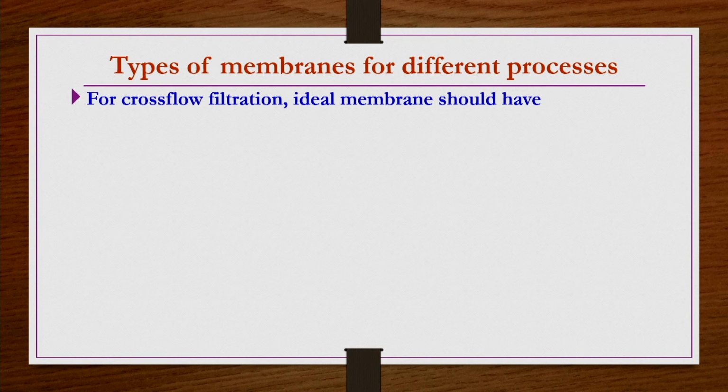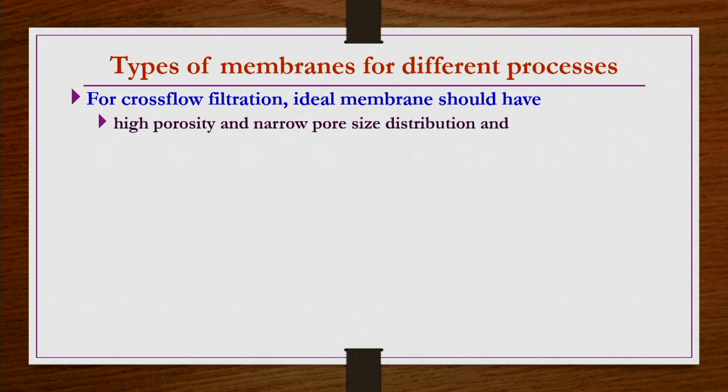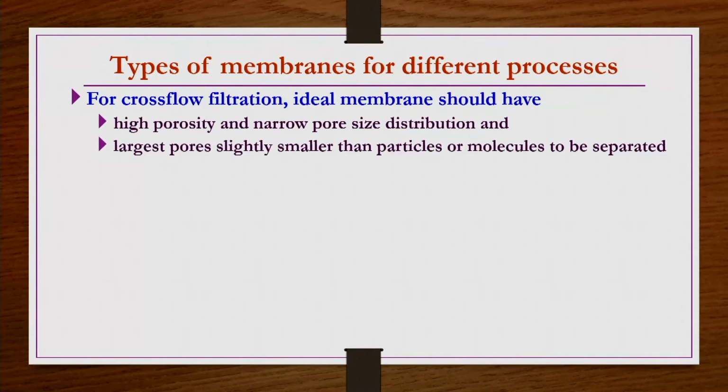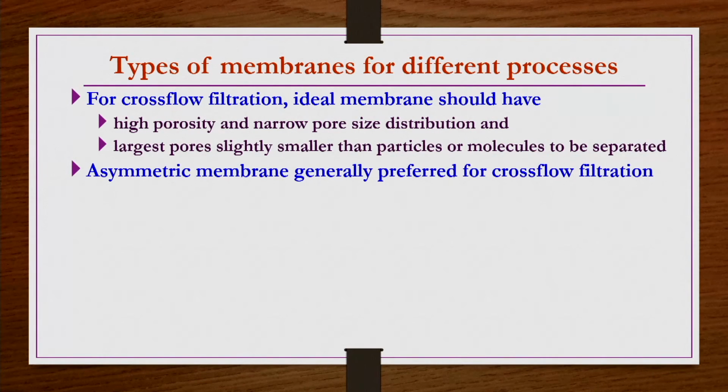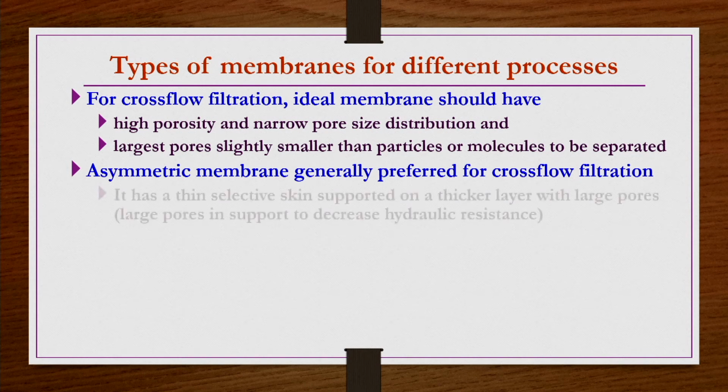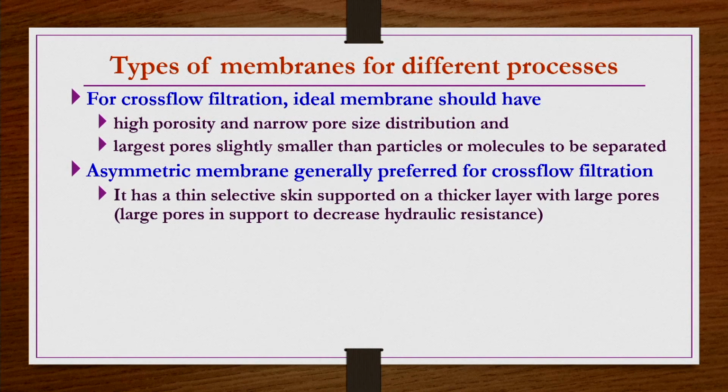flow filtration. For cross flow filtration, an ideal membrane should have a high porosity and narrow pore size distribution, and the largest pores should be slightly smaller than the particles or molecules that are to be separated. And for such cross flow filtration, asymmetric membranes are generally preferred. Asymmetric membranes have a thin selective skin supported on a thicker layer with large pores.